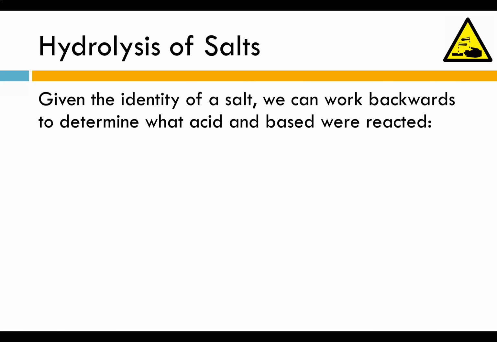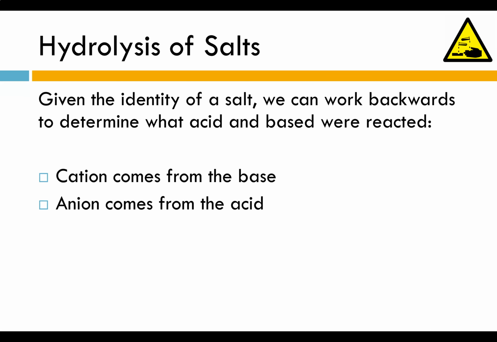So again, we're going to work backwards to determine which acid and base were reacted. We know that the cation is going to come from the base. It has to. Think about it. With our acids, the cation is always H+. Our anion must come from the acid. In a base, the anion is always OH-, so the anion that's going to form the salt is going to be produced by the acid. I'll actually jot that down.